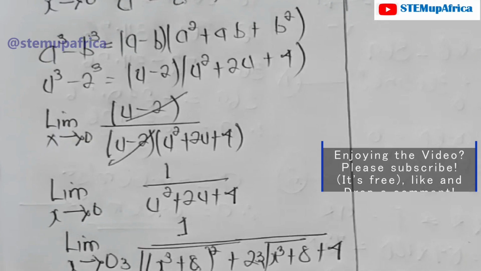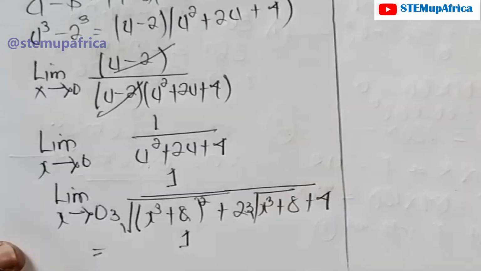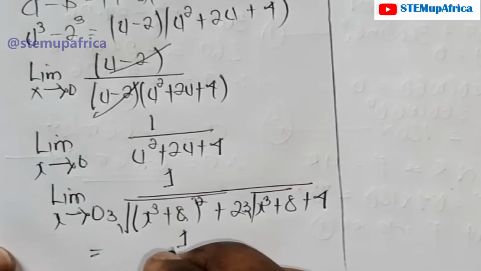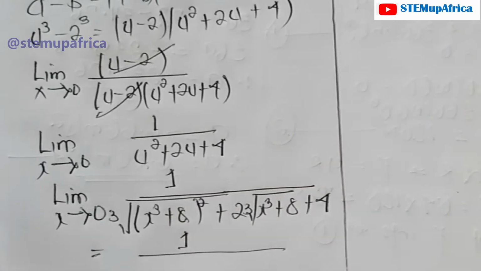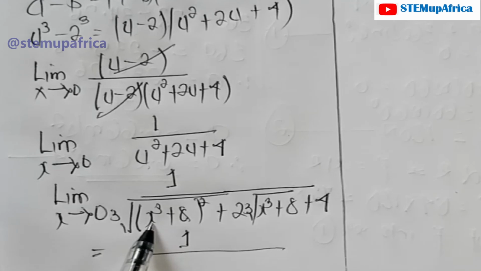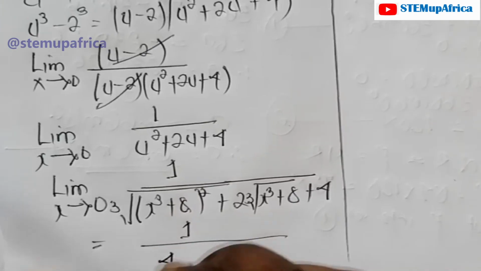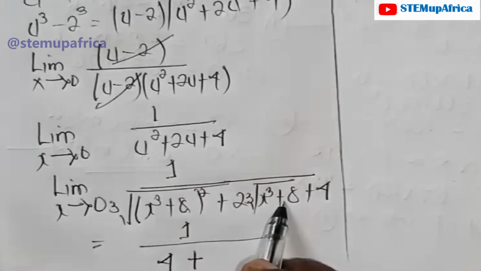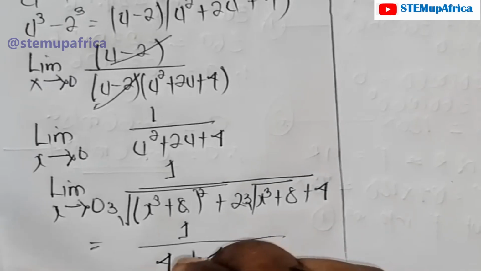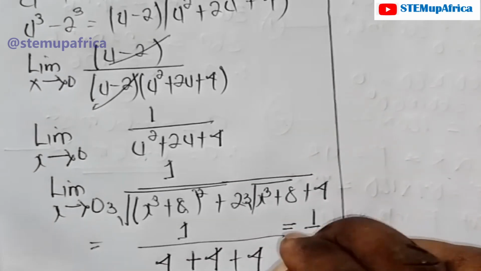Now let's substitute 0. I'm going to have 1 over, when x is 0, it becomes 0, so the cube root of 8 is 2. 2 raised to the power 2 is 4, plus here also the cube root of 8 is 2, times 2 is 4, plus 4. So the result is simply 1 over 12.